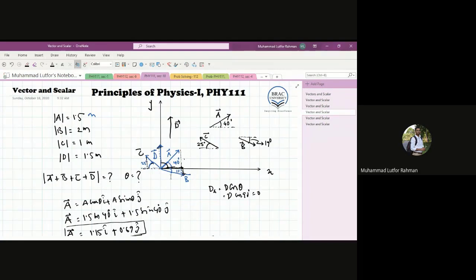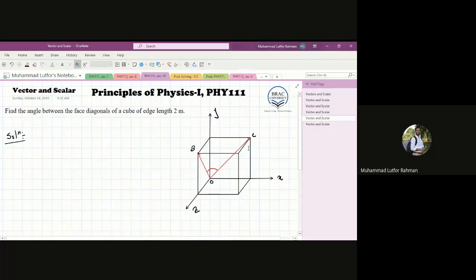Fine. So I have one more question actually, which is more interesting. So you have a cube. The length of one edge of this cube is 2 meters. So every length is 2 meters. Now they asked me to find out the angle between the face diagonals of this cube. I'm going to represent this as a vector A, and this is another vector B. I have to find out the angle between these two. What would be the theta?